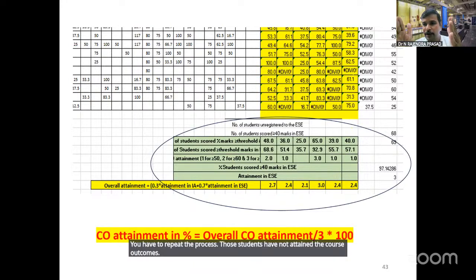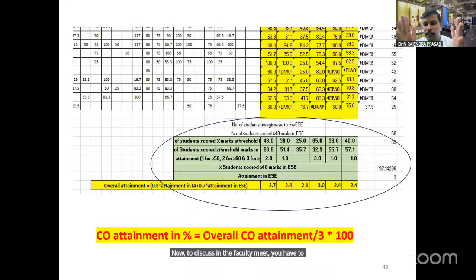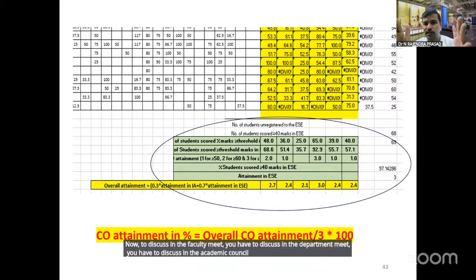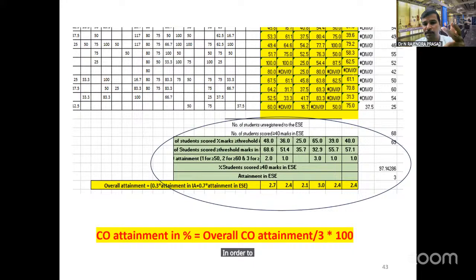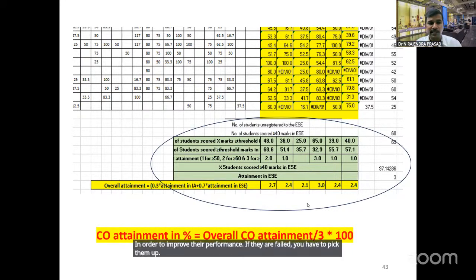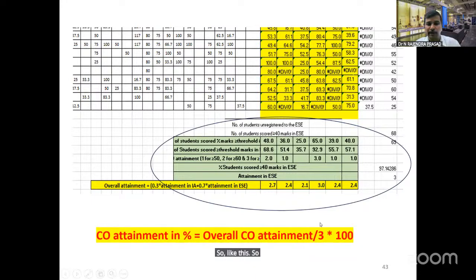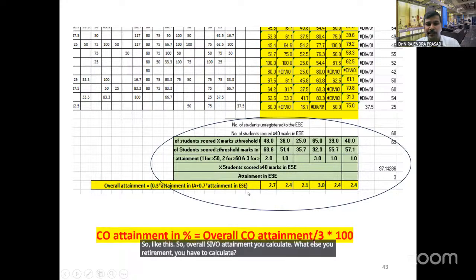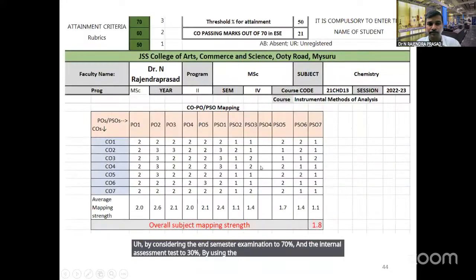You have to discuss in the faculty meet, in the department meet, and in the academic council or governing council meeting in order to improve their performance. If they are failed, you have to pick them up. So like this, you calculate the overall CO attainment. Overall CO attainment you have to calculate by considering the end semester examination at 70% and the internal assessment test at 30% by using the appropriate formula.